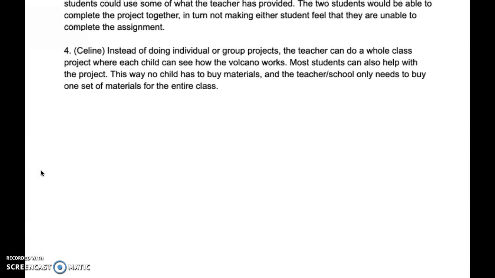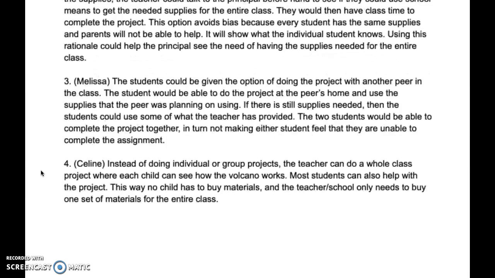Solution 4. Instead of doing individual or group projects, the teacher can do a whole class project where each child can see how the volcano works. Most students can also help with the project. This way no child has to buy materials and the teacher and/or school only needs to buy one set of materials for the entire class.